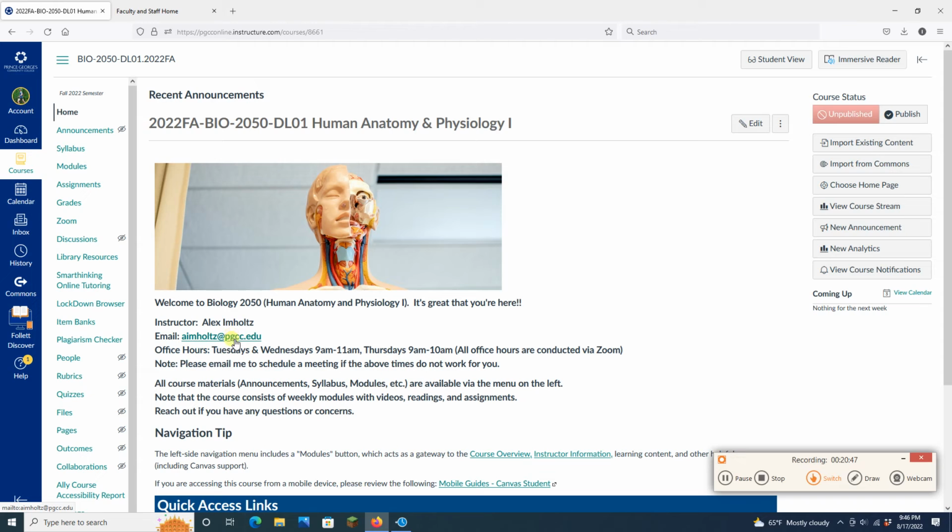Click on that. I'm going to have office hours this semester. They're going to be on Zoom. There's the Zoom button right there. And they're going to be every Tuesday and Wednesday from 9 to 11 and every Thursday from 9 to 10. If for some reason you can't make this and you want to talk to me, you don't want to just email me, let me know. We'll figure something out.